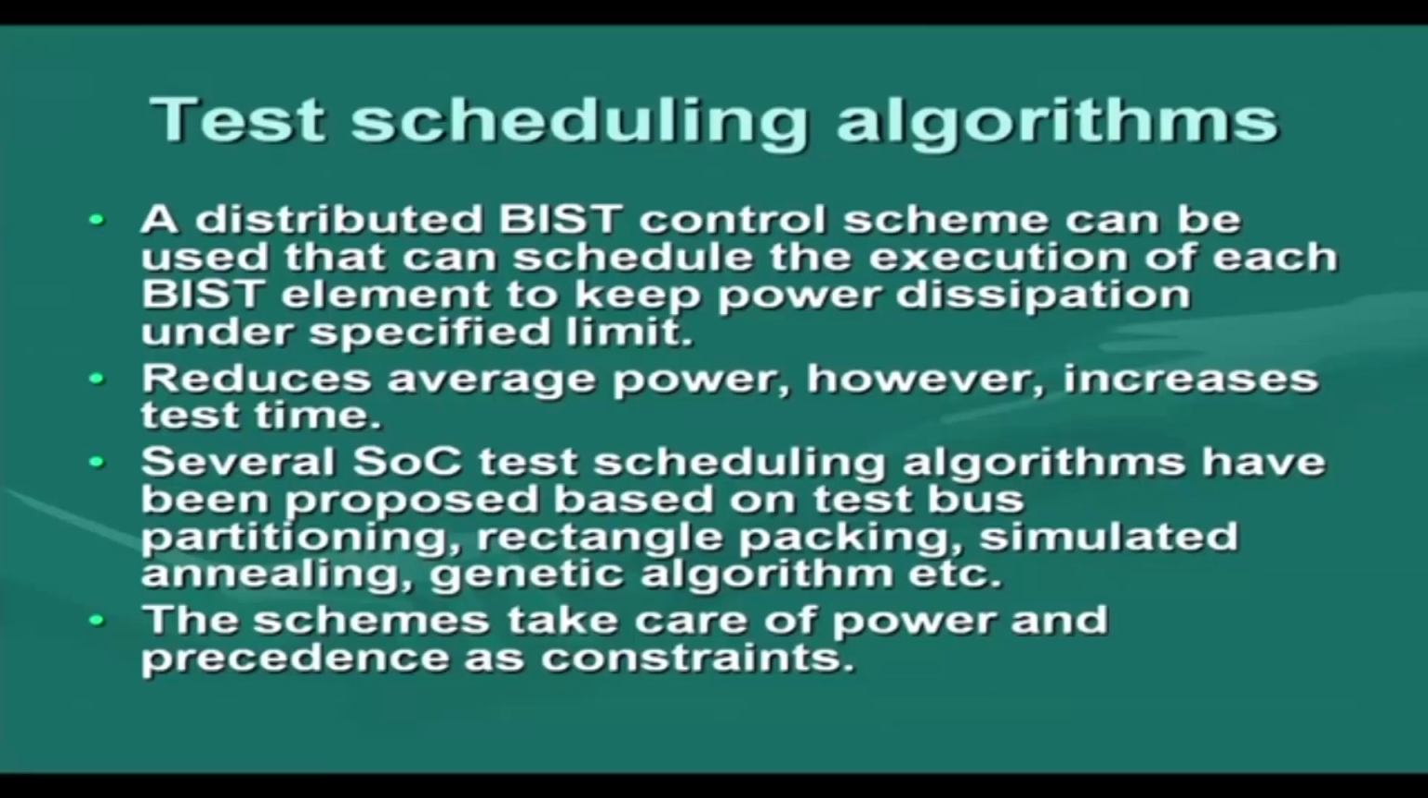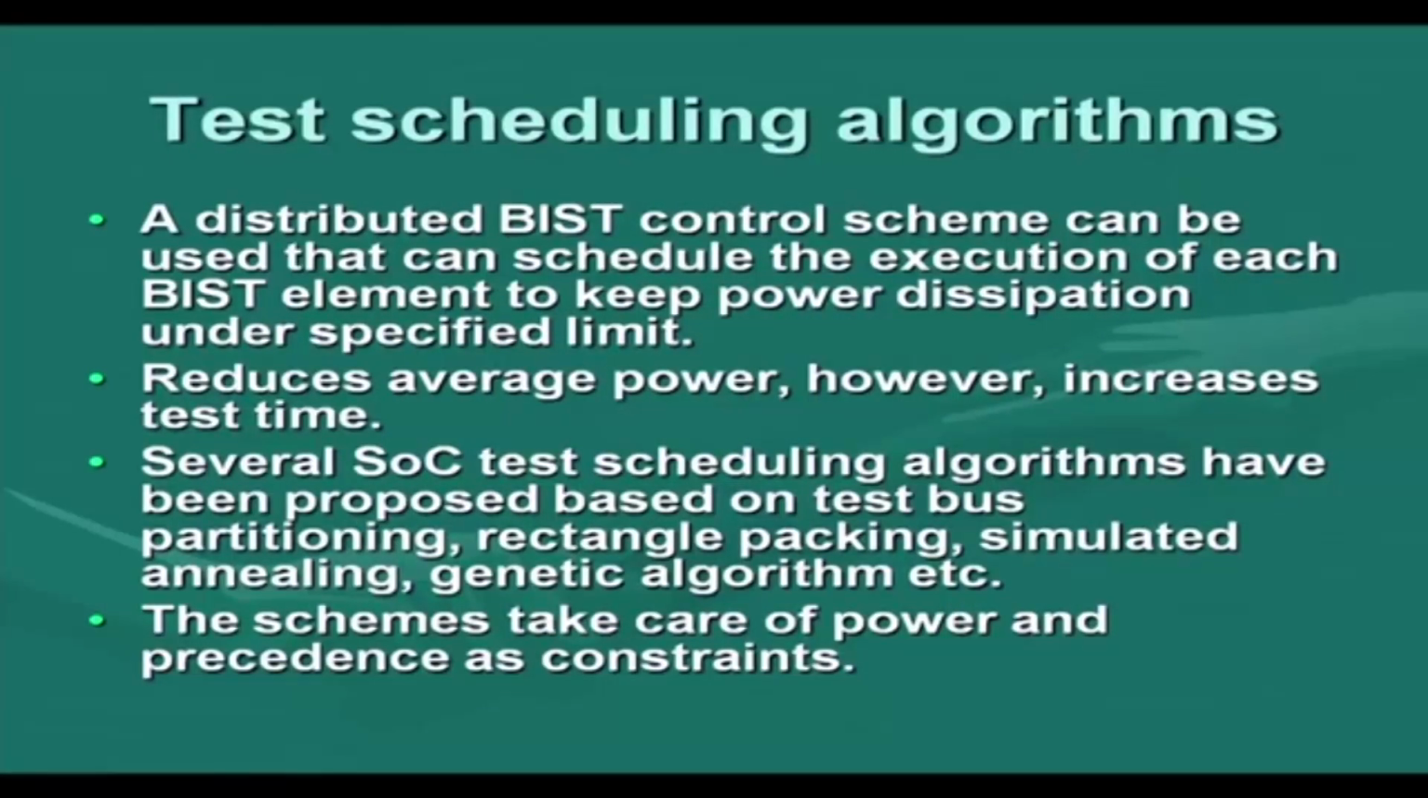Another possibility of power reduction is via the test scheduling algorithms. So, we can use a distributed BIST control scheme, which will schedule the activation of each BIST component, each BIST element, to keep power dissipation under some specified limits. If we have several circuit modules, they are BISTed. Now, I can have a BIST control mechanism by which we do not enable all these BISTs simultaneously. They are done in some proper sequence, and as a result it will reduce power. So, this will reduce average power, because all of them are not tested simultaneously, but test time will increase.